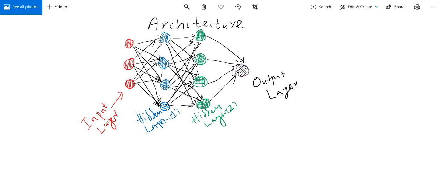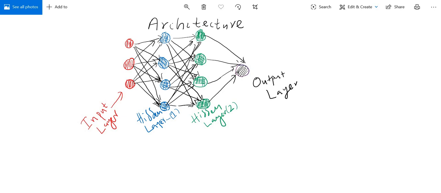Inside the hidden layer, the computation and calculation happen. The black arrows represent the weights of the network. So all these things you are clear about. It's very simple: the input layer, then the hidden layers, and inside the hidden layers all the computation, calculation, and activation function.